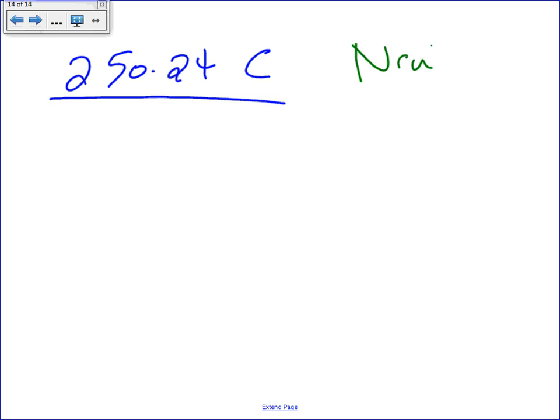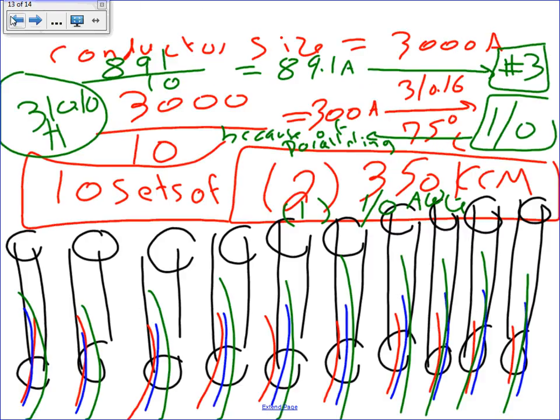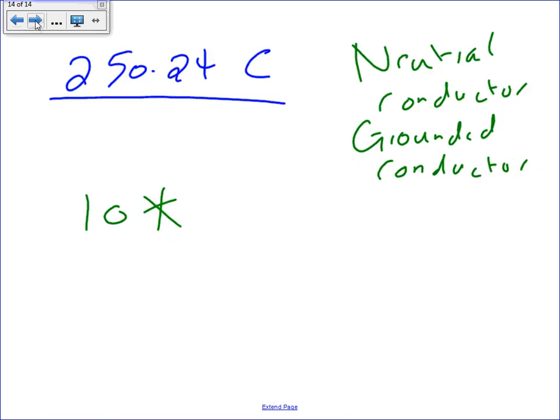Based on this rule, for the grounded conductor, the neutral conductor, here's what it tells you. How many sets did I run, guys? I have 10 sets. Multiply each set by the size of the phase conductors, which was 350. So multiply 10 by 350 kcm. What would you get? You get 3500 kcm.